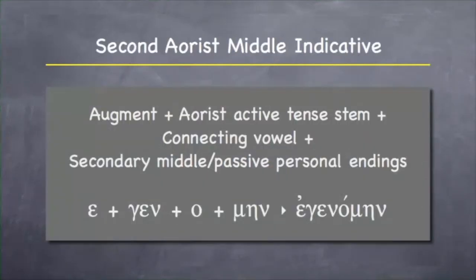So how do you form a second aorist middle indicative? You have an augment, an aorist active tense stem, a connecting vowel, and then secondary middle passive personal endings. Kind of like what we did with primary endings in the future middle. So anyway, you have the epsilon, gen, omēn, you get egenomēn.